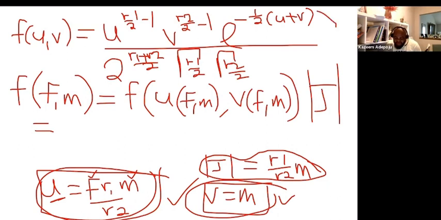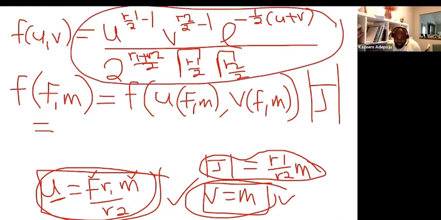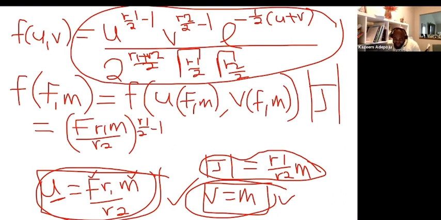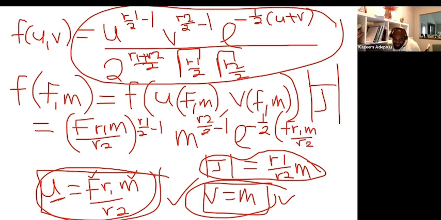Okay, I'm going to come back now to the joint and start plugging in. So instead of U, it's going to be F R1 M over R2, everything raised to power R1 over 2 minus 1. Now instead of V, it's going to be M raised to power R2 over 2 minus 1. Then exponential raised to power minus half of U plus V. So the U plus V now is basically, what is my U? F R1 M over R2. What is my V? Plus M. Let's take a look at that.